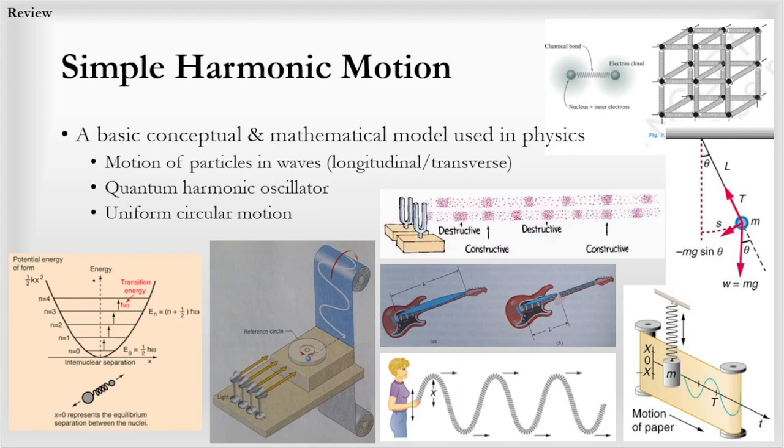And we have a quantum harmonic oscillator for when two small objects are connected to one another and vibrate, creating energy levels. We can see that here. So simple harmonic motion is one of the basic conceptual and mathematical models used in physics.